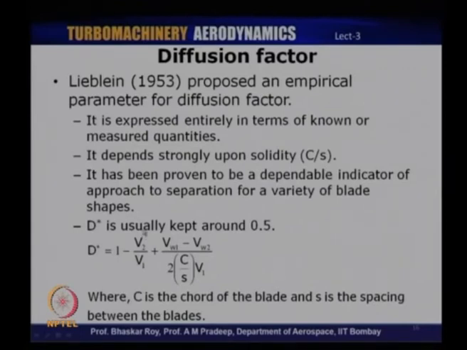And over the years, from experience, it has been found that a diffusion factor of around 0.5 is considered a safe diffusion factor. Diffusion factors exceeding 0.5 might lead to an increased threat of blade stall, which occurs at diffusion factors much higher than 0.5. So, 0.5 is considered a safe diffusion factor in most preliminary design analysis.